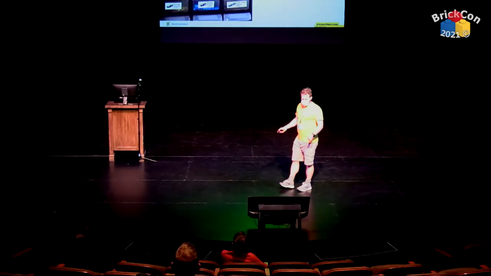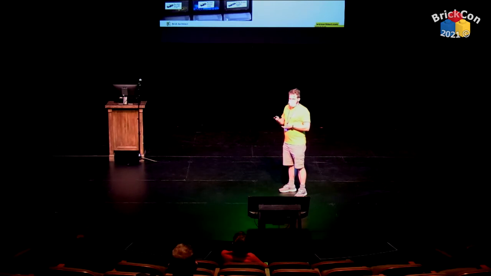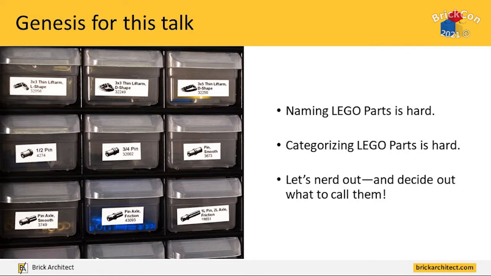So the genesis for this talk is that I've been producing these Lego brick labels that I know many people use for 6 years now, and the little name on each part is a real hassle. And the reason is that we don't have a consistent vocabulary for talking about parts or connections as a community.